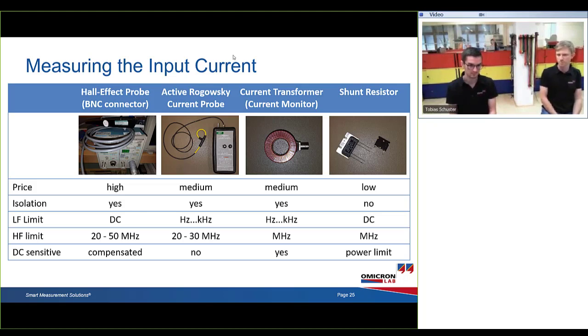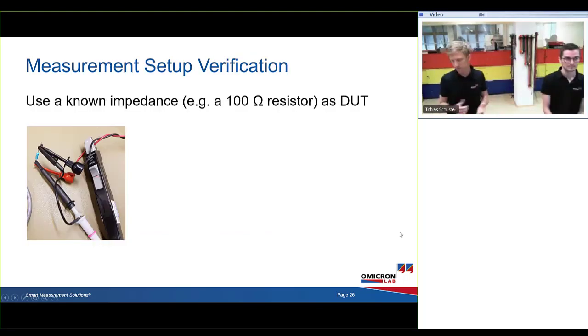Okay, that's for the measuring examples. Now I will hand over to Florian, who will explain a little bit about calibration and how to verify your setup. In general, it's always a good idea to verify the measurement setup, and for the input impedance measurement, you can use a known impedance such as a 100 ohm resistor or a 10 ohm resistor.